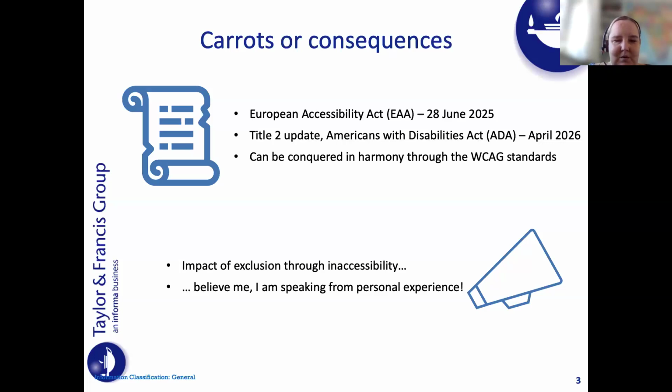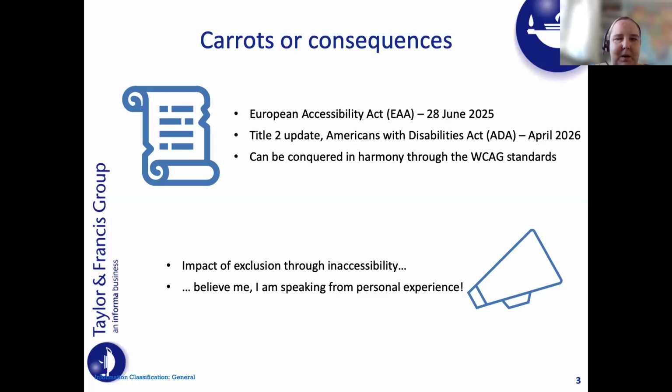Again, as mentioned by Bill, these can actually be conquered quite nicely in harmony by adhering to those web content accessibility guidelines AA that Bill wonderfully detailed. So that's certainly the good news there: the changes that you make towards accessibility compliance for the European Accessibility Act will not diverge you from anything you need to do for the Americans with Disabilities Act. You will only be doing work for both of those, so no duplication or alternative methods required.